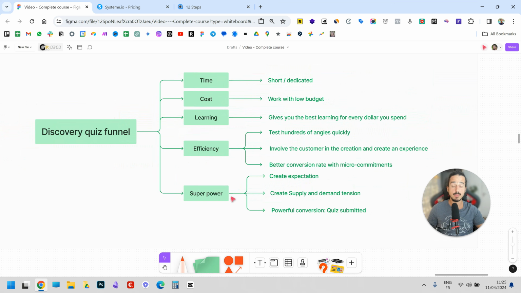Now we have this method. Regarding the time, the good thing is that it is a dedicated time.